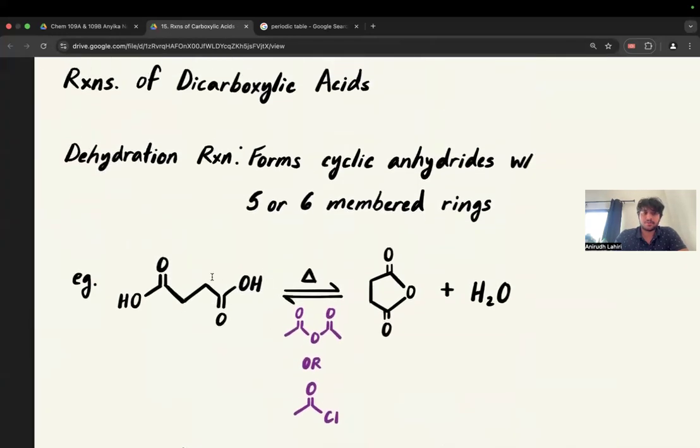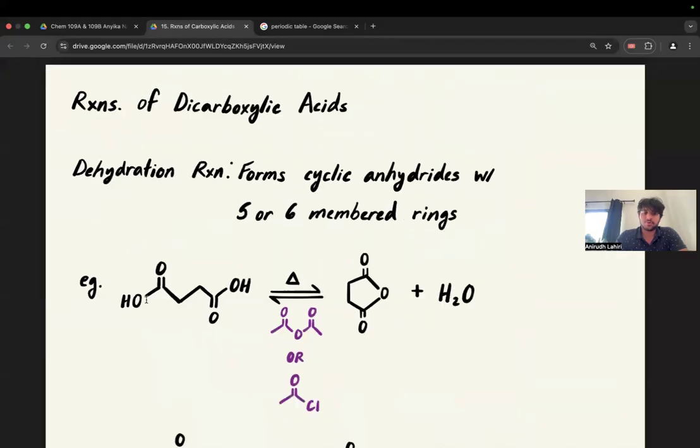Okay, one, two, three, four carbons. At the one position and the four position, carbonyls are attached. This is a dehydration, right? So we lose one H and one OH, H2O. This O, one of these O's. Cool? Okay.